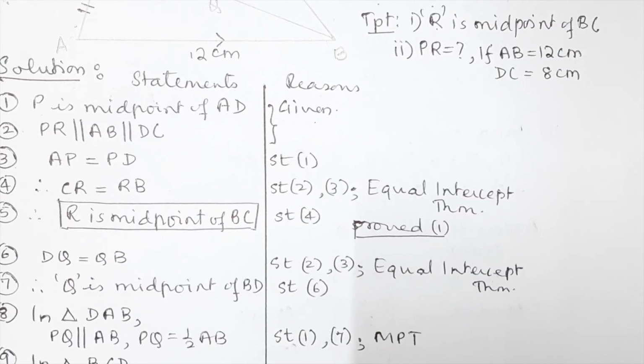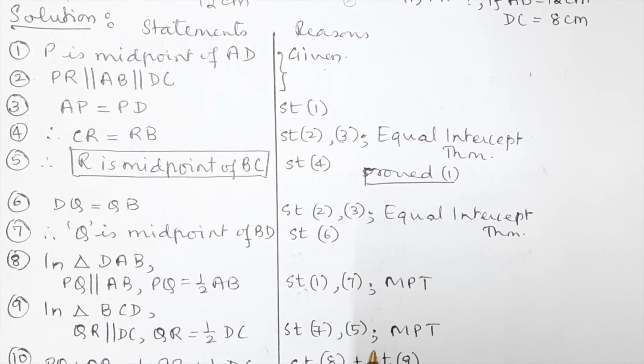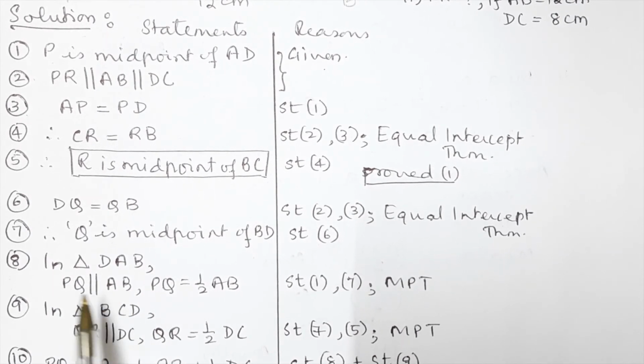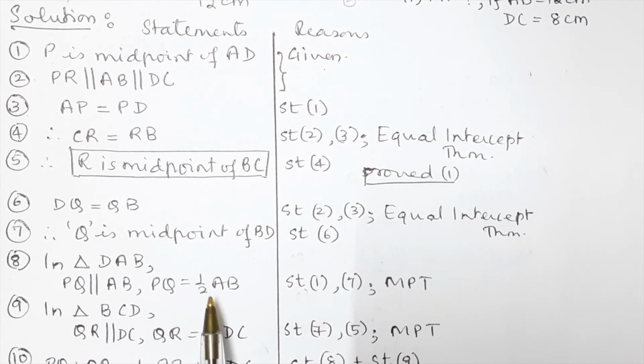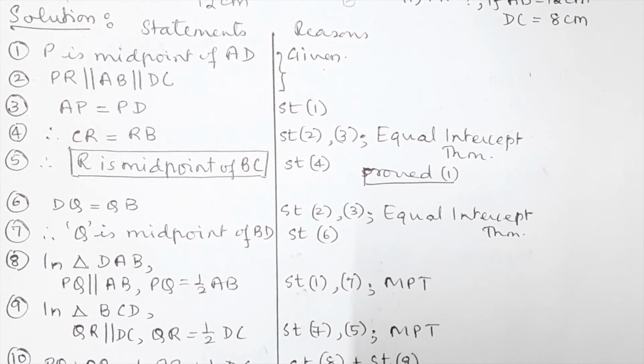Now you keep the diagram in front of you because my diagram you will not be able to see. In triangle DAB, PQ is parallel to AB because P and Q are the midpoints of AD and DB respectively, and so PQ will be half of AB. This is from statement 1 and 7. Look at your statement 1 that says P is the midpoint and 7 says Q is the midpoint, and then we write the reason as midpoint theorem, that is MPT.